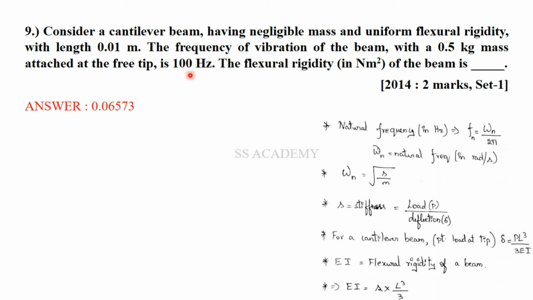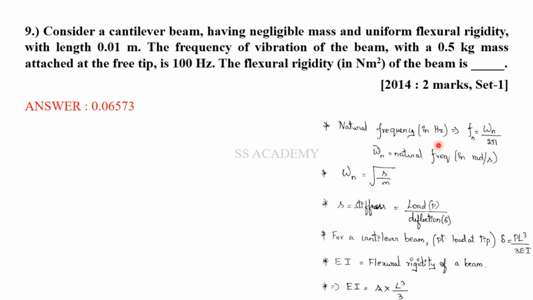So the frequency is given as 100 hertz, that is, they have given the frequency in terms of per second. They have asked the flexural rigidity of the beam. It is a 2014 GATE set 1 question being asked for 2 marks. We must know that natural frequency is a concept that comes under vibrations in theory of machines. So these are some easy formulas to be remembered.